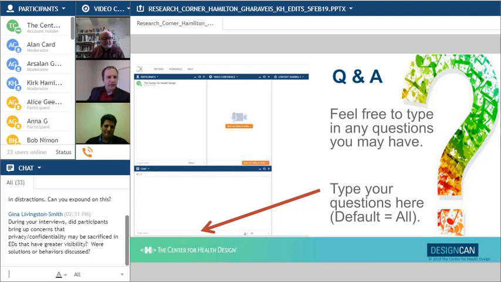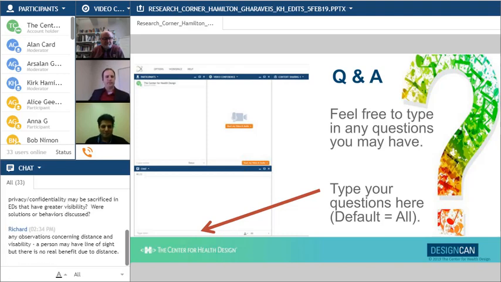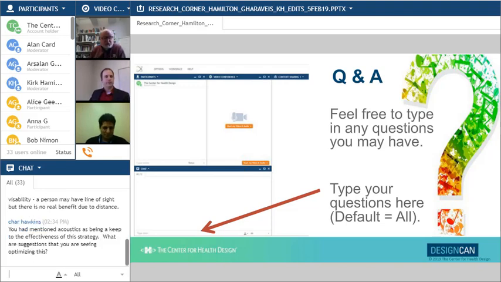Gina asks, during your interviews, did participants bring up concerns that privacy and confidentiality might be sacrificed in the EDs that have greater visibility? Were there solutions or behaviors discussed around that? Kirk, do you want to talk about the answer? Well, the question is specifically about whether you heard any of those during your interviews.